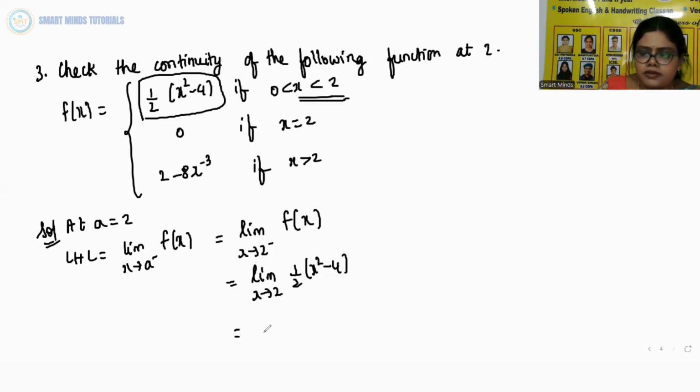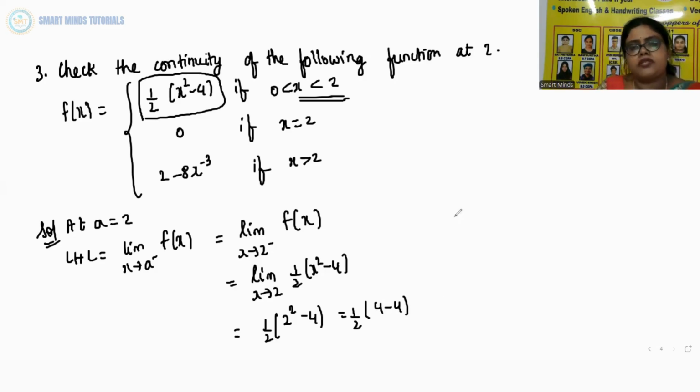So you will get 1 by 2 into 2 square minus 4. That is 1 by 2 into 4 minus 4, which is equal to 0. So you got left hand limit as 0. Now let us find out right hand limit.